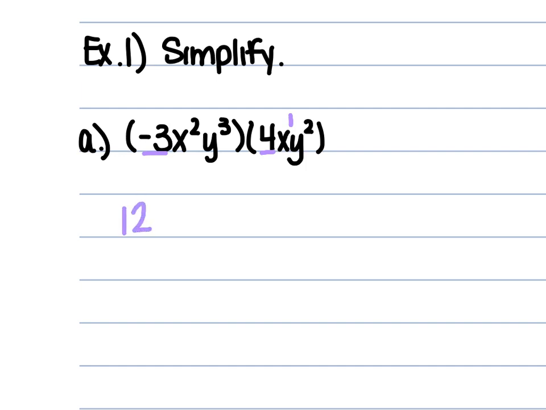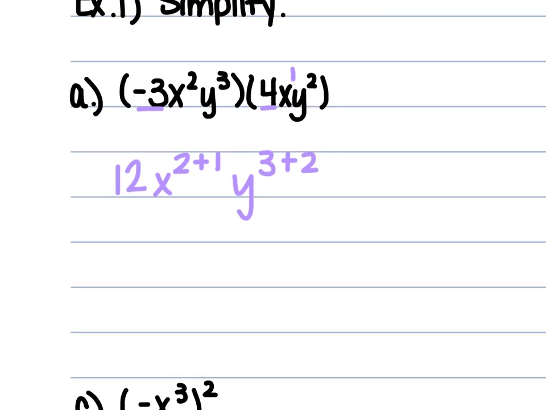Then you have the x squared times the x, which is x to the 2 plus 1. Then you have the y cubed times the y squared, so that's y to the 3 plus 2. Now you just combine those, the 2 plus 1 and the 3 plus 2. So this is going to be negative 12x cubed y to the 5th power.